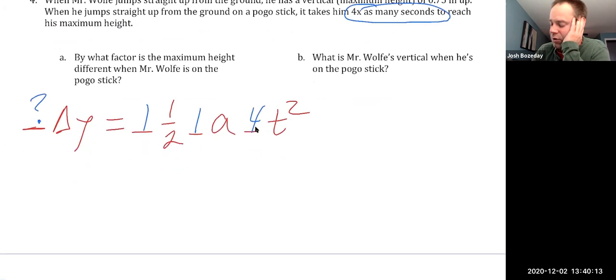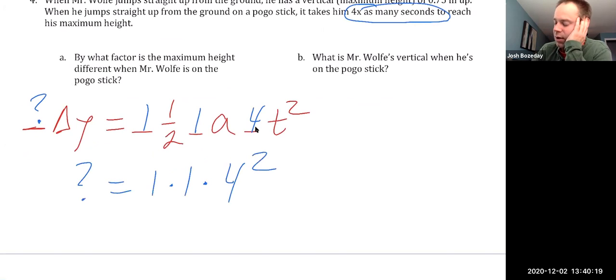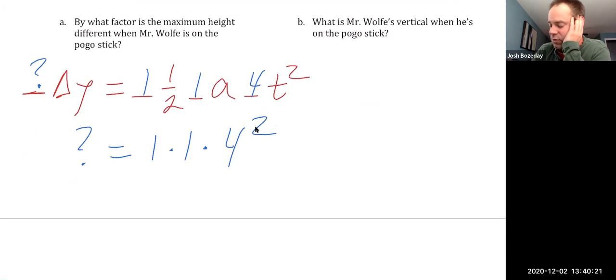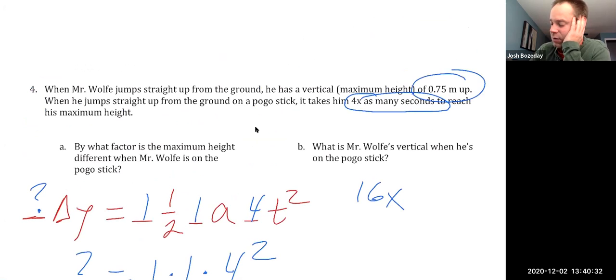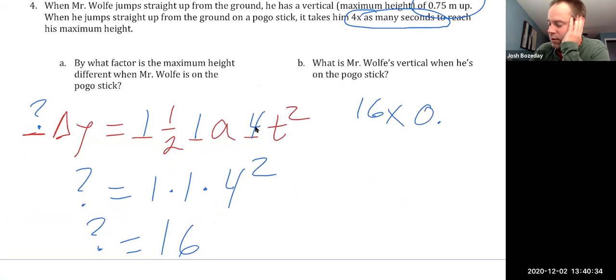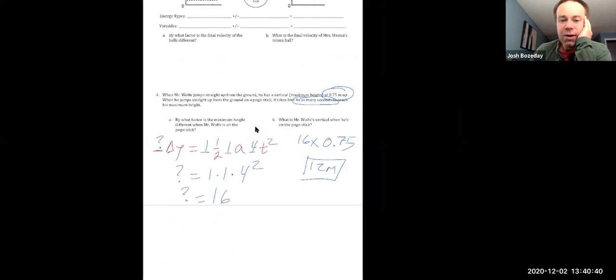So now we've got our equation: question mark equals 1 times 1 times 4 squared. 4 squared is 16, so question mark equals 16. The vertical is going to change by 16 times. So it's 16 times his old value, which was 0.75. 16 times 0.75 comes out to be 12 meters. Okay, so there you go.